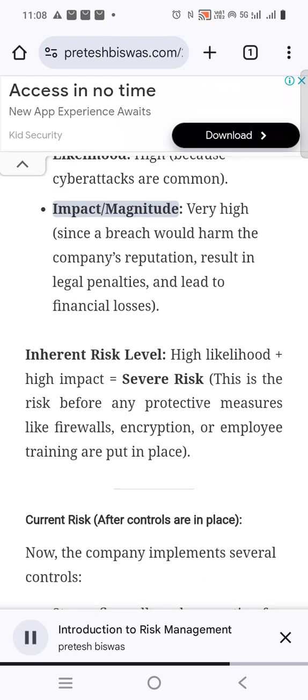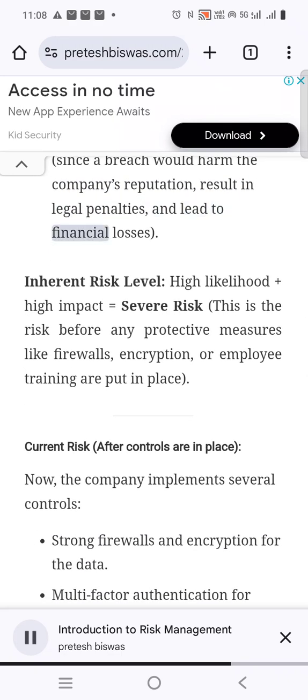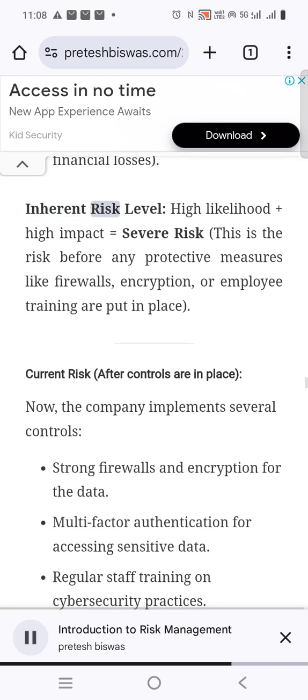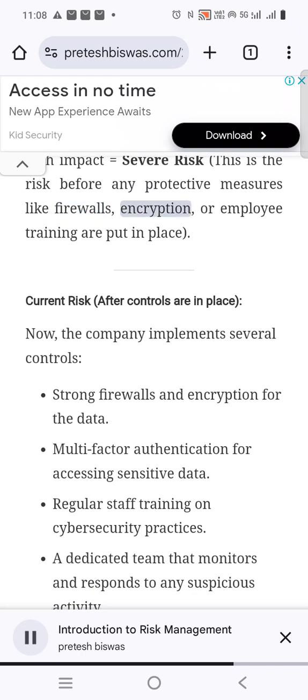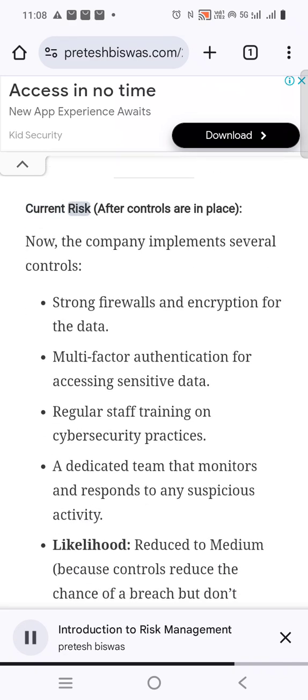Impact, magnitude. Very high, since a breach would harm the company's reputation, result in legal penalties, and lead to financial losses. Inherent risk level. High likelihood plus high impact equals severe risk. This is the risk before any protective measures like firewalls, encryption, or employee training are put in place. Current risk, after controls are in place.